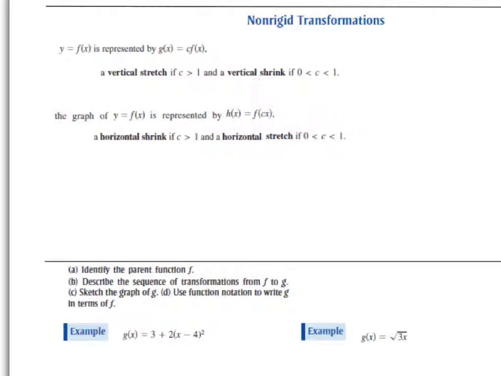So basically, if it's going to be a horizontal stretch, what happens is this. If the normal graph is increasing at this rate, what's going to happen if it's between 0 and 1, it's actually going to take a lot longer for that graph to get up to that same y value. And so what happens is it's going to horizontally stretch the graph. So let's look at some examples.